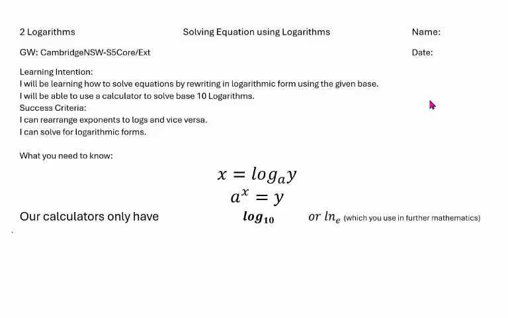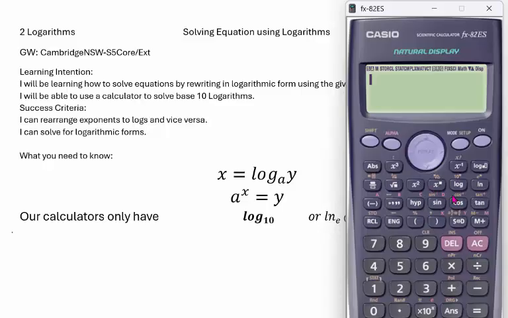To be able to do this we will want to use our calculator, and the thing about calculators is they only have a log 10 or a natural log in them. I'll show you on the calculator. You'll see that it's got a log. See how it's got 10 to the power of x? This tells me it's a log to the base 10. And this is a natural log, which is the opposite to our exponential. So see how it's got e to the power of x.